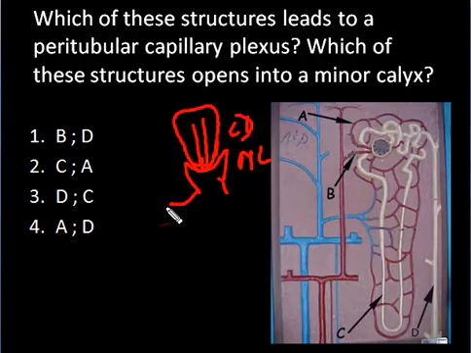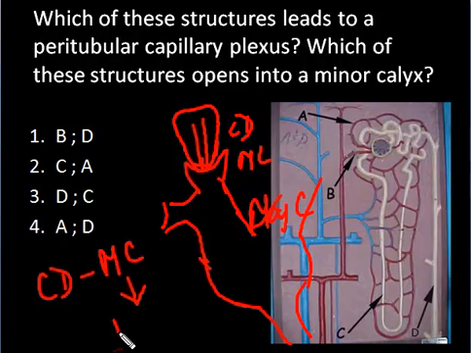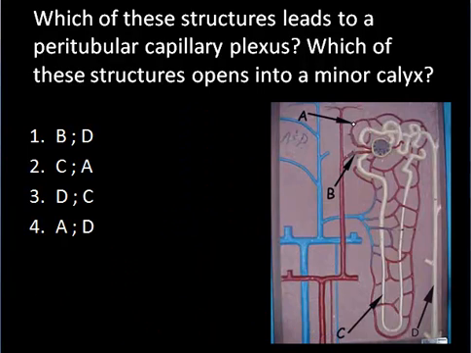The minor calyces, you have a couple of them, open into a major calyx, and then the major calyx opens into the pelvis, and then the pelvis becomes the ureter. So you have the collecting duct going into a minor calyx, which opens into a major calyx. The major calyx goes into the pelvis, and the pelvis then leads into the ureter. So we've determined that A gives rise to the peritubular capillary plexus, and D opens into a minor calyx. So it would be A and D. This would be the correct choice.